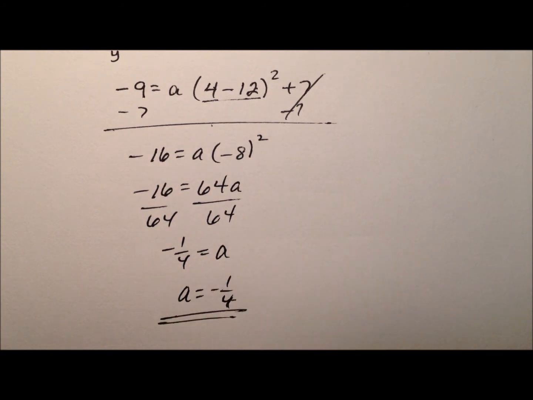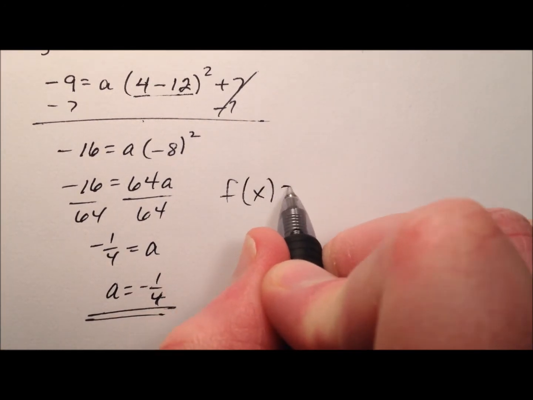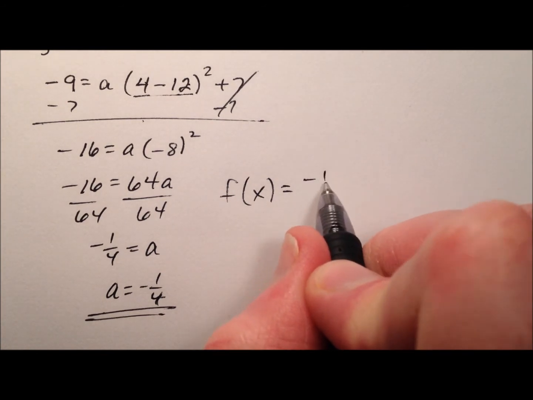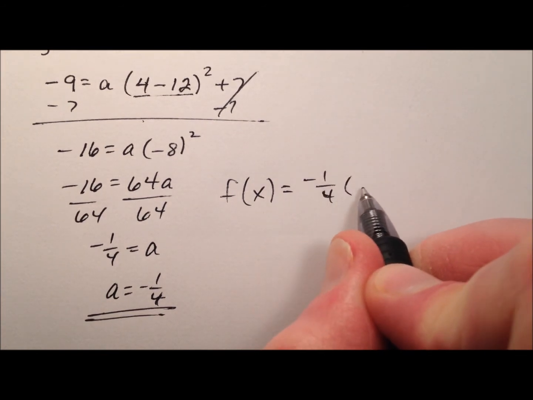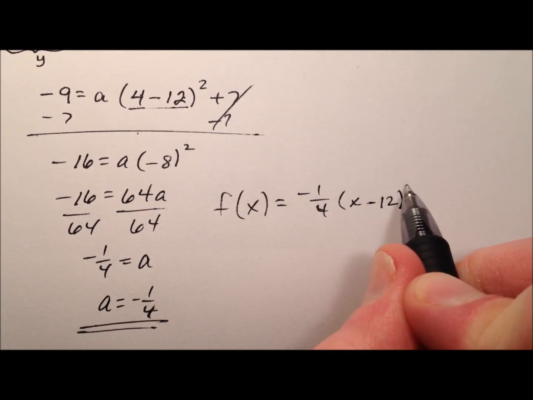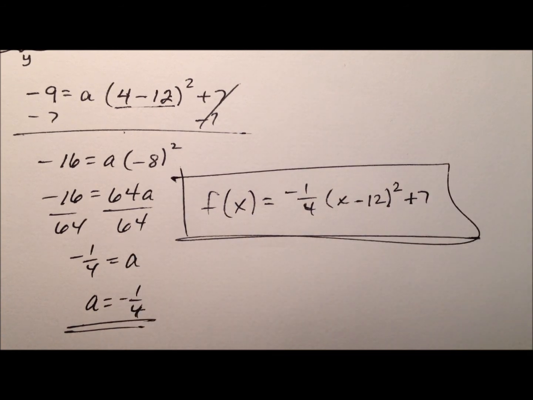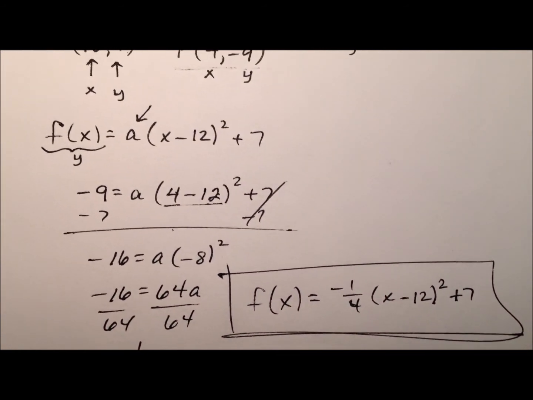And so I have all three values, a, h, and k. So let's finish this off by writing my function in vertex form. My a comes first. And then x minus, let's see, we had x minus 12 a while ago, quantity squared, plus 7. So here is my quadratic function in vertex form.